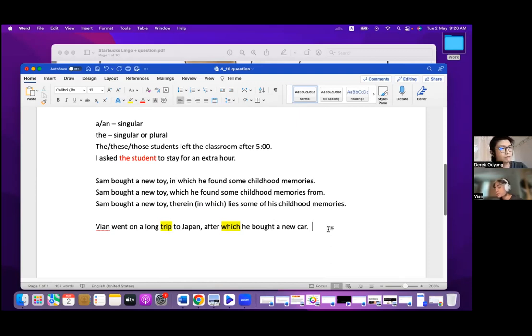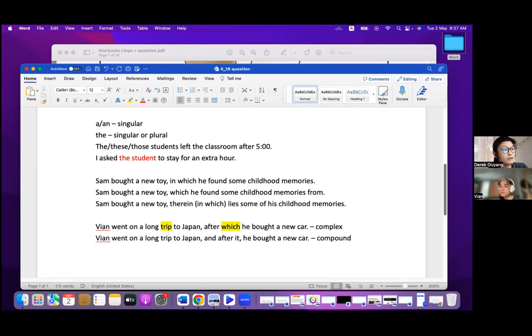So you mean the which is a pronoun? It's a pronoun, yes, that's what I've been saying. Why can we use it after it? Yes, you can. But if you say after it, it becomes a different sentence. Vian went on a long trip to Japan is an independent clause. But if you say after which he bought a new car, this is a dependent clause, so this is a complex sentence. If I want to use it, I have to change my punctuation: semicolon, after it, comma, he bought a new car. This is not a complex sentence anymore. Now this is a compound sentence. The sentence structure is a little bit different.